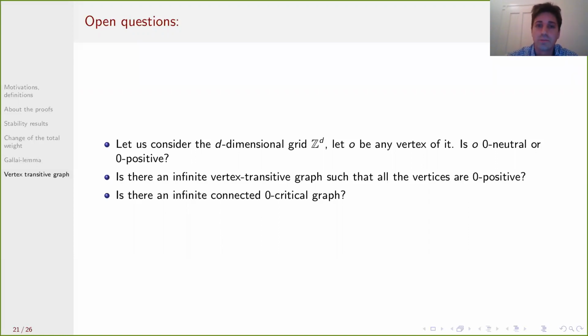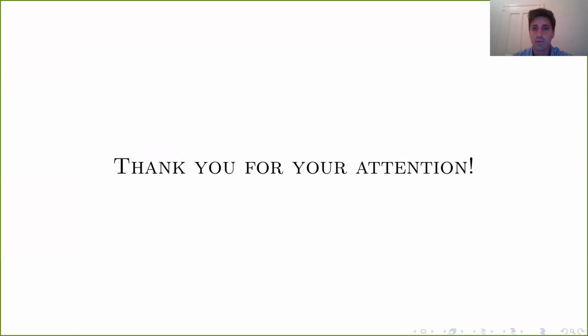Why is that a question? Because it turns out that if you consider any vertex transitive tree, so any regular tree, then because they have absolutely continuous spectral measure, from that you can easily get that every vertex has to be 0 neutral. But to construct a vertex transitive graph where everyone is 0 positive seems to be a harder question. And also I think it's a nice question: is there any infinite connected zero critical graph? So I think this is the point when I would like to thank you for your attention.